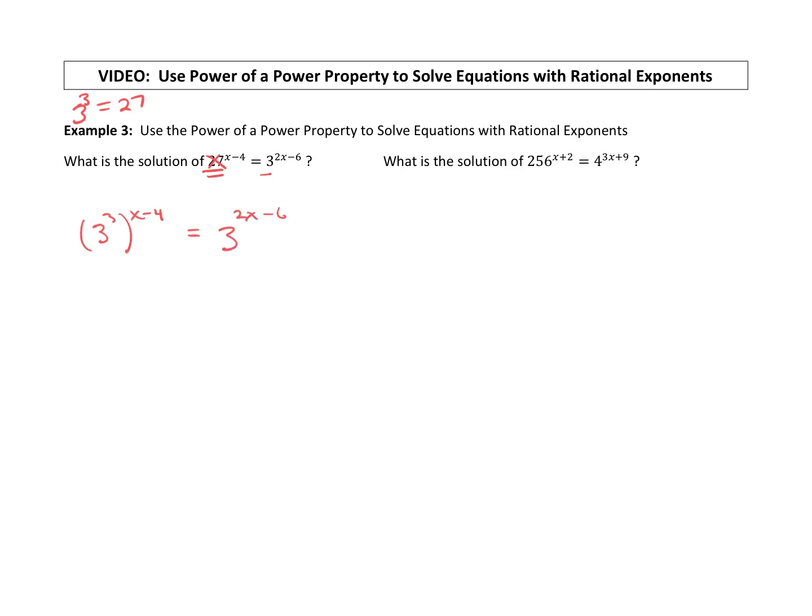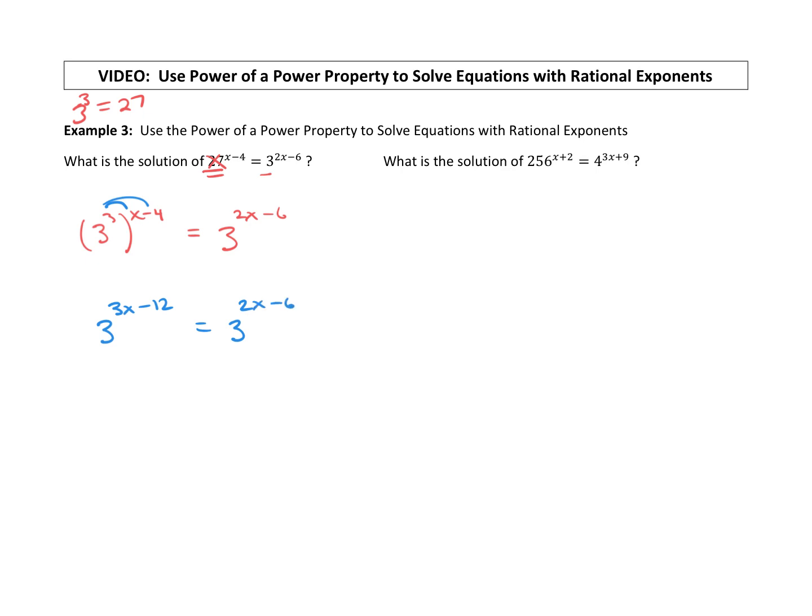So we're getting closer. We've got our base of 3s, but we do have to simplify this side over here a little bit. When we have a power raised to a power, we multiply these exponents together. So we take this 3 and multiply it by the x and by that negative 4. So we have 3 to the 3 times x and 3 times negative 4, so minus 12, is equal to 3 to the 2x minus 6.